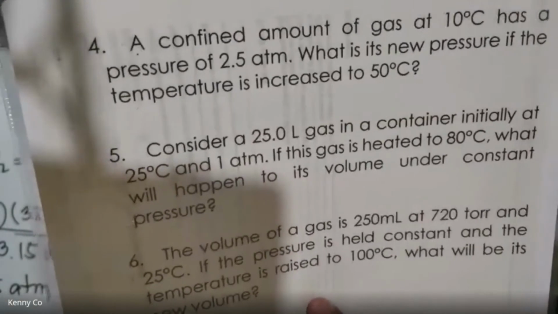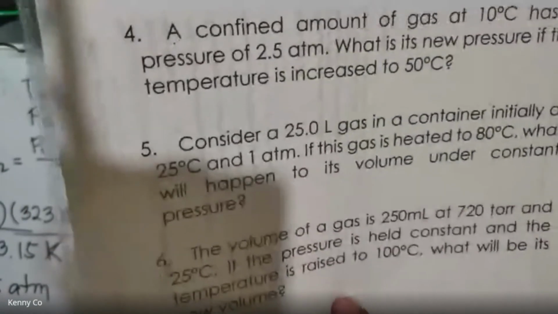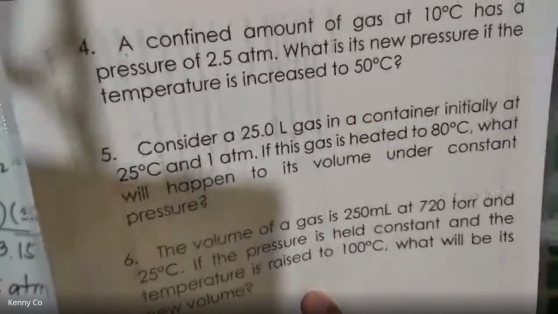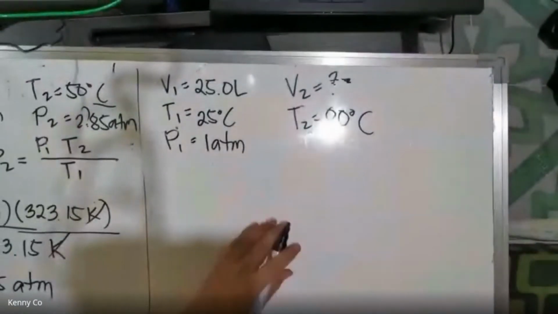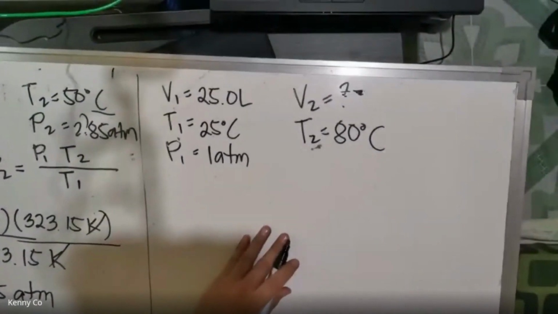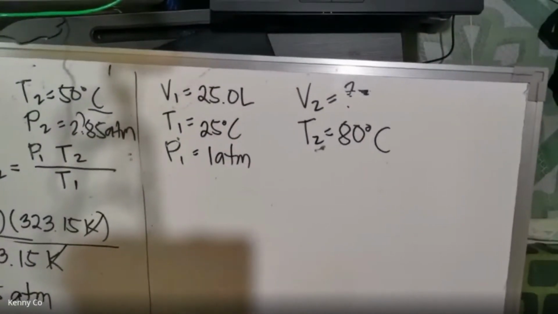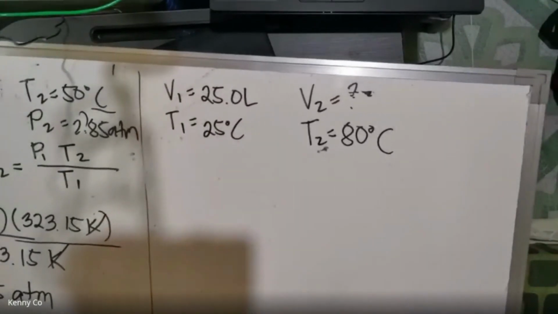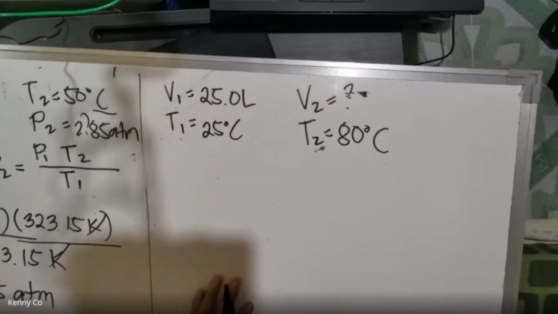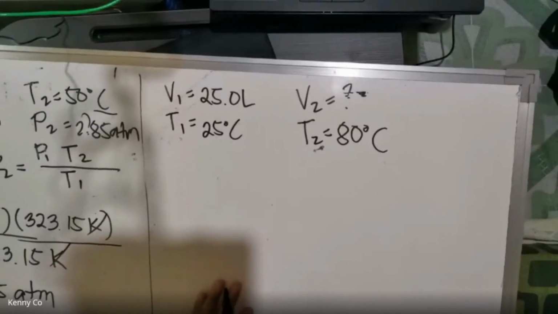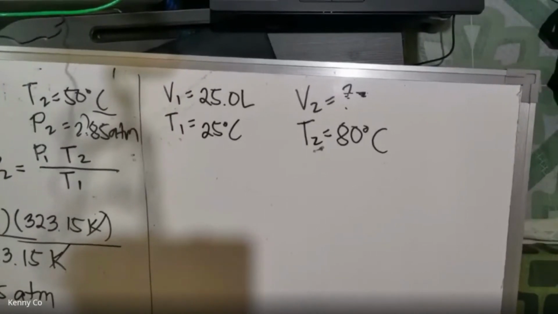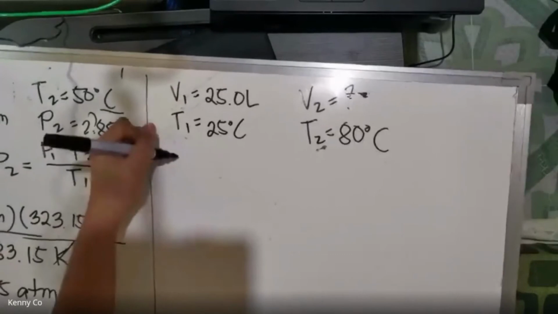What will happen to its volume? So ibig sabihin yung V2 ang nawawala. Yung P2 is under constant pressure. So these are the given based on the question. At since sinabi niya na constant pa rin ang pressure, alisin na natin yan. So this means that the question involves the relationship between volume and temperature. Now, kapag ang given ay volume tapos temperature lang, this is Charles' law.